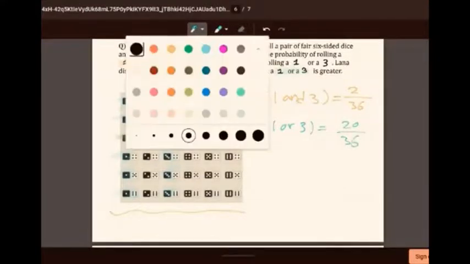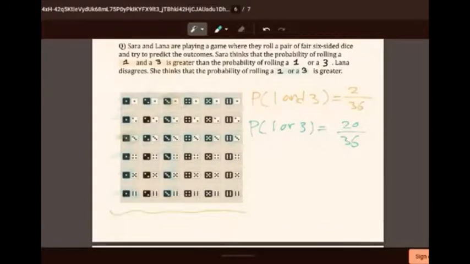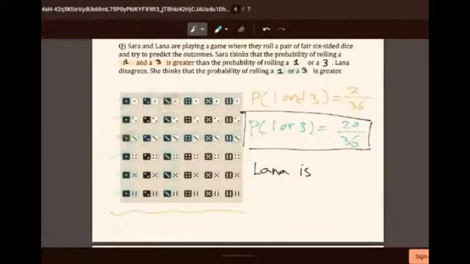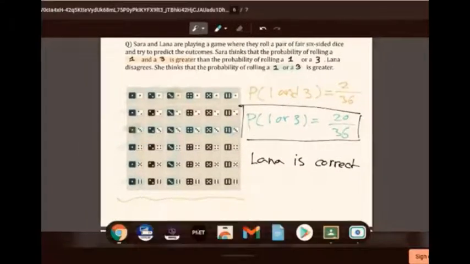As we can see here, the probability of rolling a 1 or a 3 is greater than the probability of rolling a 1 and a 3. So Lana is correct.